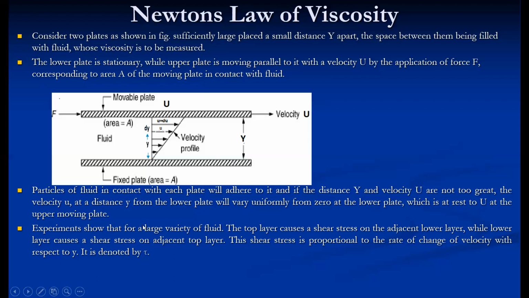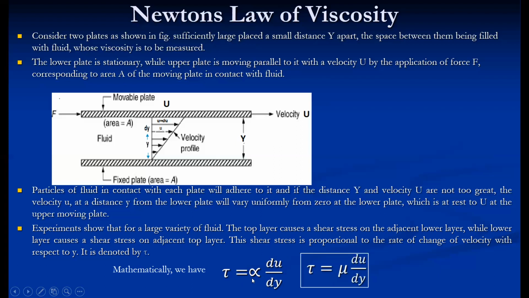The shear stress is denoted by tau. Mathematically, tau, the shear stress, is proportional to the rate of change of velocity, that is du by dy. If we consider the proportionality constant, this constant is mu. So tau is equal to mu into du by dy.